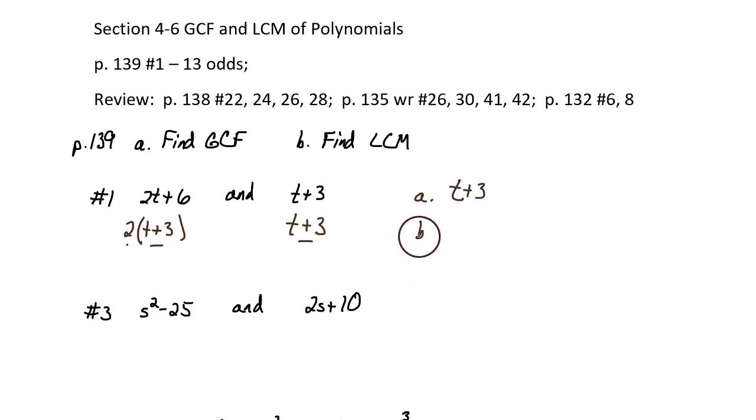Now let's do question B and build the least common multiple. From the first expression, we need to choose the factor of 2. Let's put that in our LCM. And we need to choose the factor t plus 3. Let's put that in our LCM. Now go to the other expression. Have we already included a t plus 3? Yes, we have. So this is our LCM. If we multiply these back together with the distributive property, we'll have our LCM written as a binomial. It is 2t plus 6.